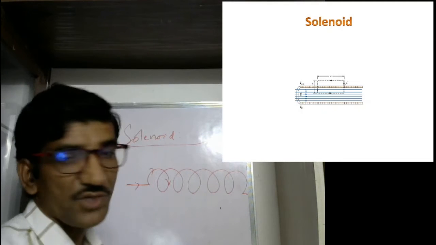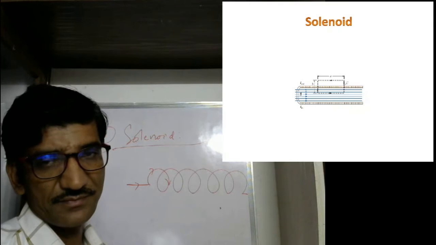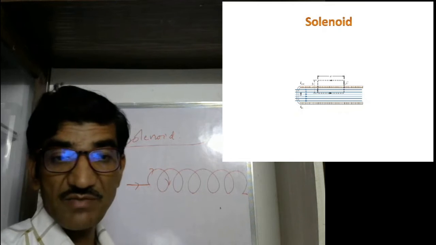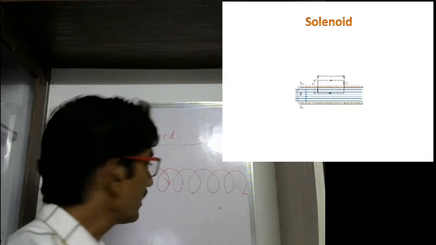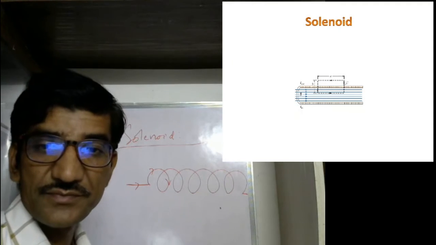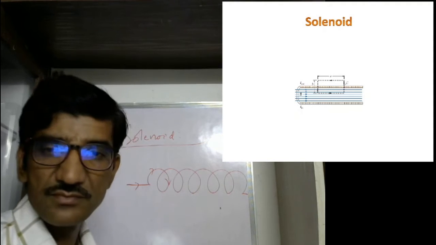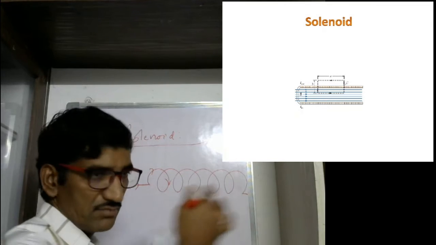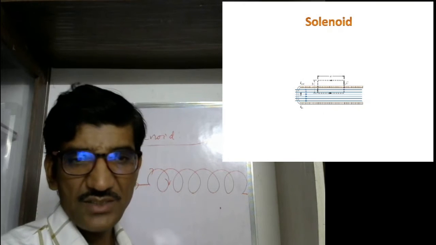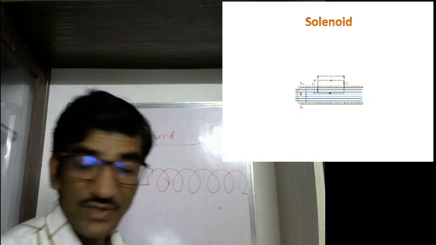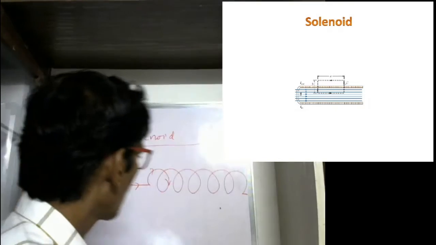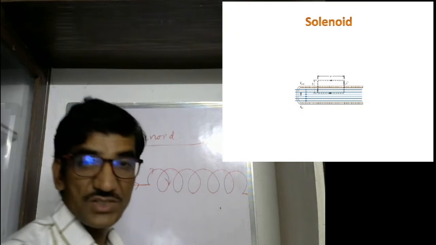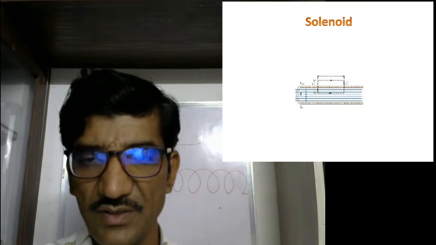For that, we have to select some closed curve. That depends upon the shape of that curve, the symmetry of the problem or the geometry of the problem. Now, you see, the field lines are parallel to the axis of the solenoid. At the inside points, field lines are parallel to the axis of the solenoid, that you can see in this diagram.